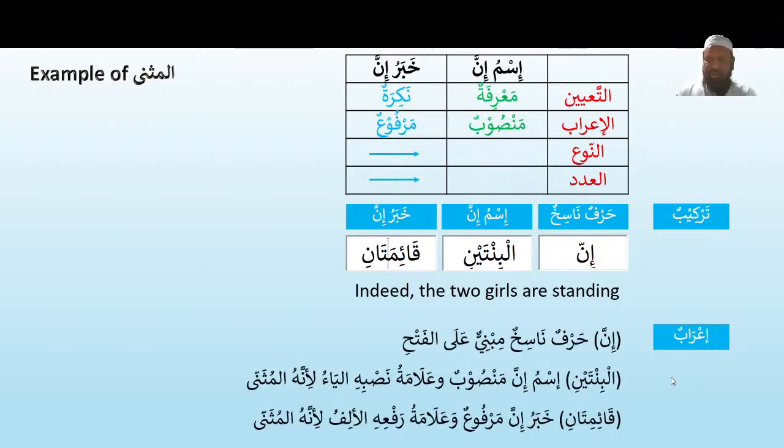We look at the اعراب. إن حرف ناسخ مبني على الفتح. بنتين اسم إن منصوب وعلامة نصبه الياء لأنه المثنى. قائمتان خبر إن مرفوع وعلامة رفعه الألف لأنه المثنى. Okay, understood so far? Right. Now let's move on.